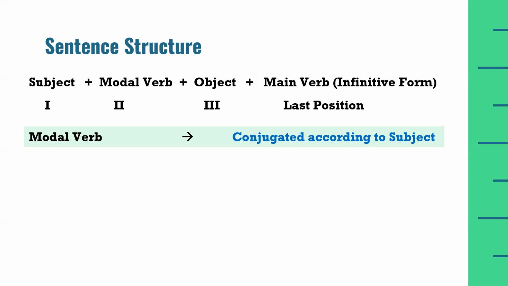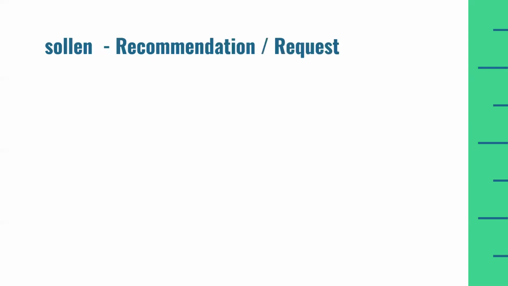So what we can conclude from this formula is that the modal verb will be conjugated according to the subject of the sentence and will come at the second position, and the main verb will remain in the infinitive form and will remain at the last position in the sentence. Now let's look at the meanings of the sollen verb. Sollen verb is used in the meaning of recommendation or request. So if you want to recommend someone or if you request from someone, we can use sollen verb.